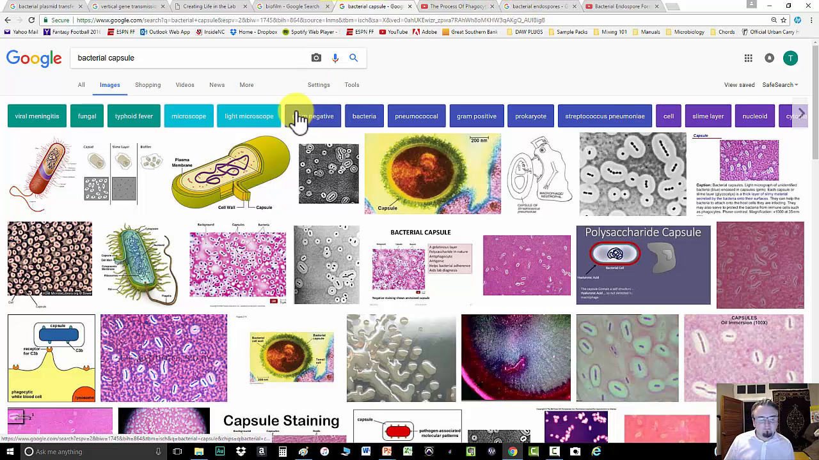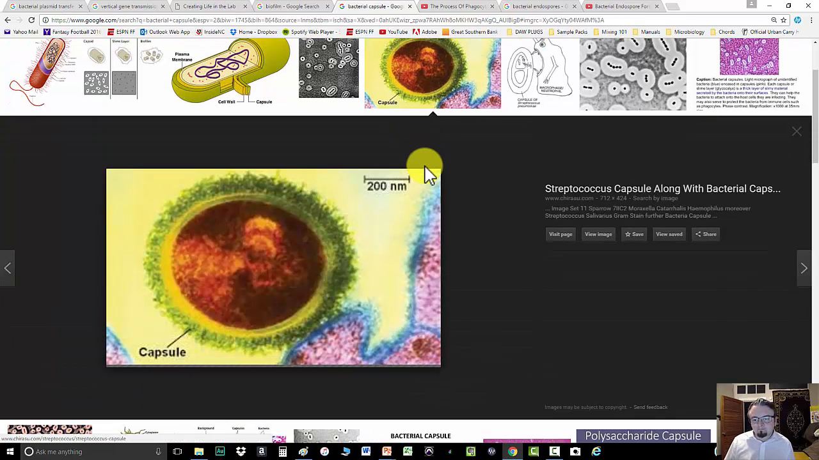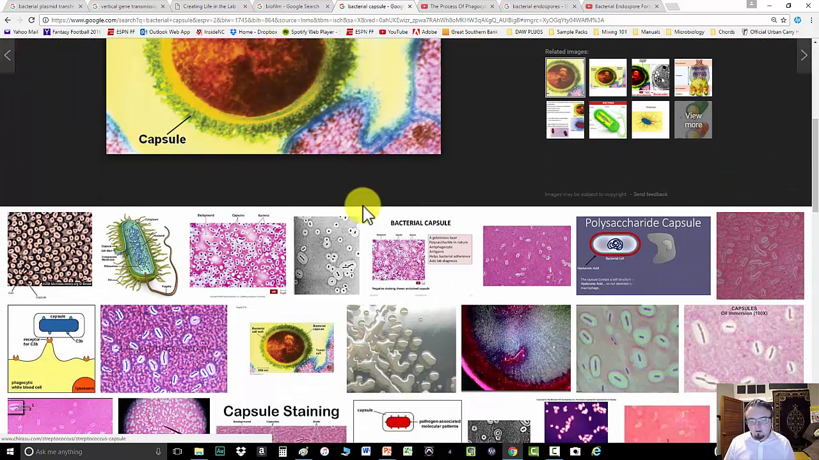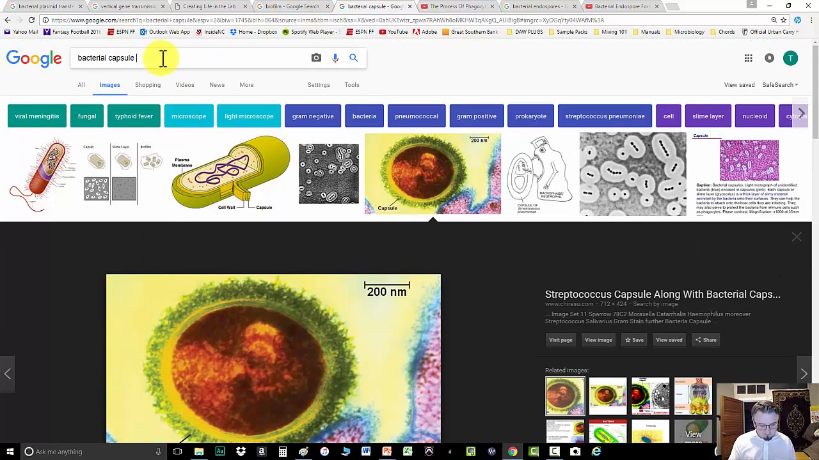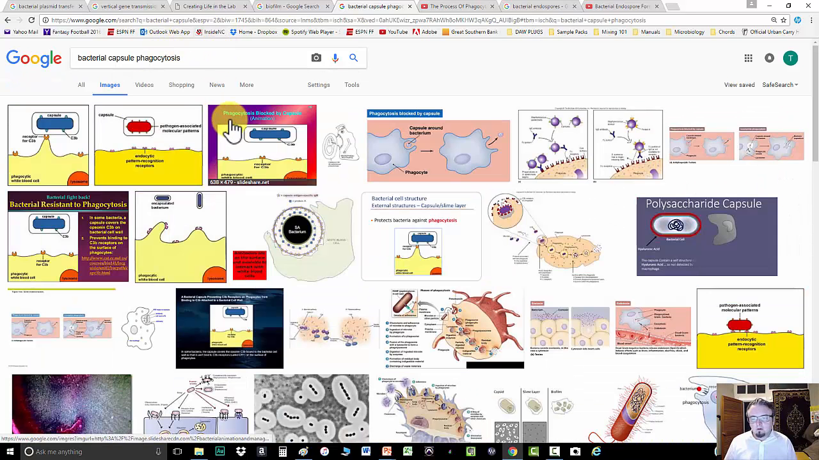Here's a picture of the capsule. Here we go. I pulled up the wrong figure here. Get to it here in a second. Here's a picture of a capsule around a bacteria. And I thought I had a picture. Let's do this real quick. Here we go. Tell you what, let's just pull up phagocytosis first.